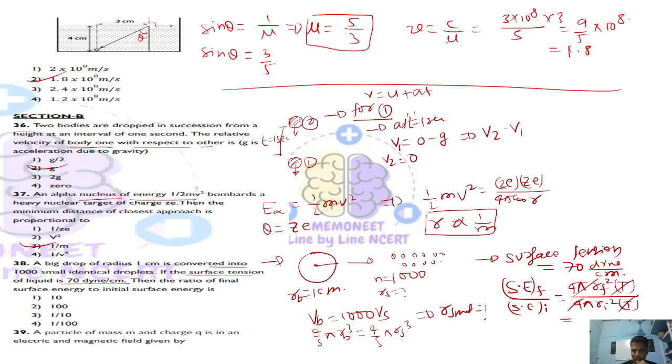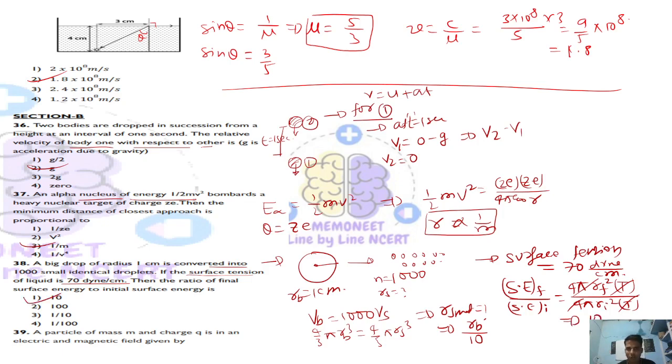So you need to understand it. From here you can calculate the r small. R small will come out to be r big upon 10, and you can know that r final is r big upon 10. After doing the calculation you can easily calculate the ratio, that comes out to be 10.